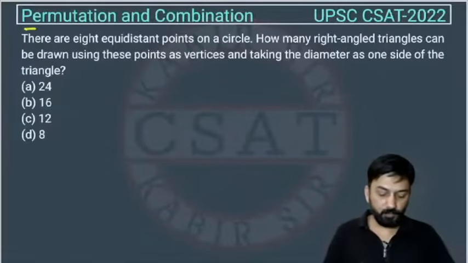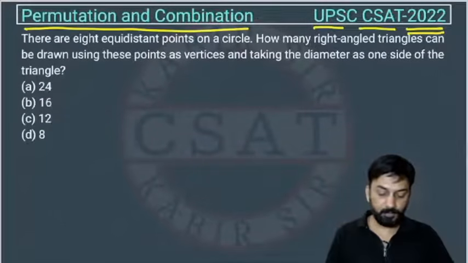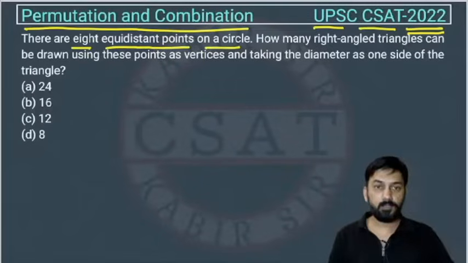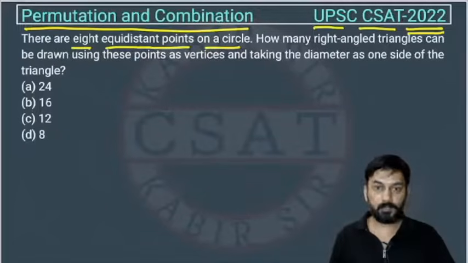So this is a question from the Permutation and Combination chapter, asked by UPSC in their CSAT paper of 2022. There are 8 equidistant points on a circle. This is a good question, you should focus on it. The question says there are 8 equidistant points on a circle, right?